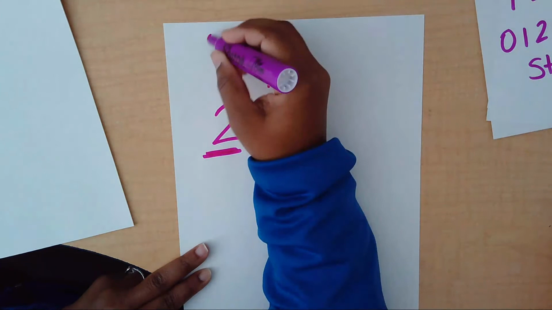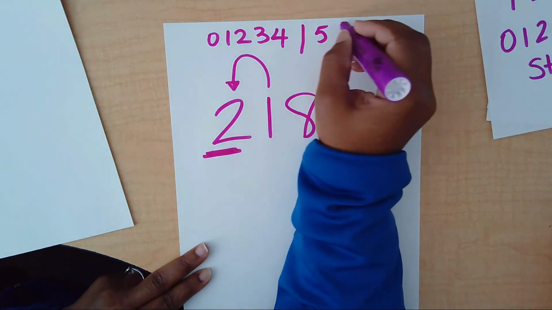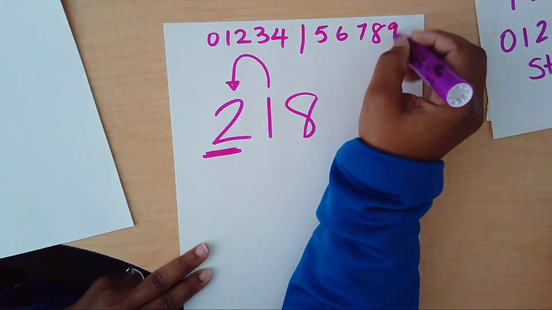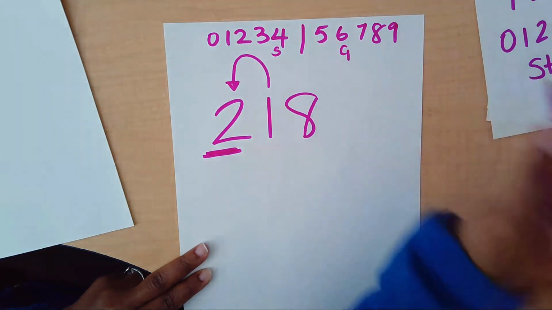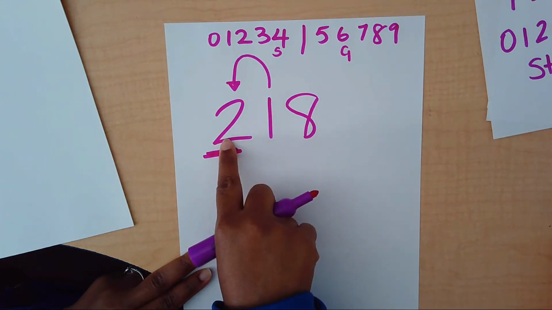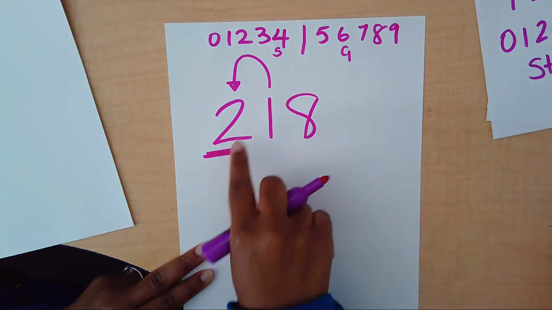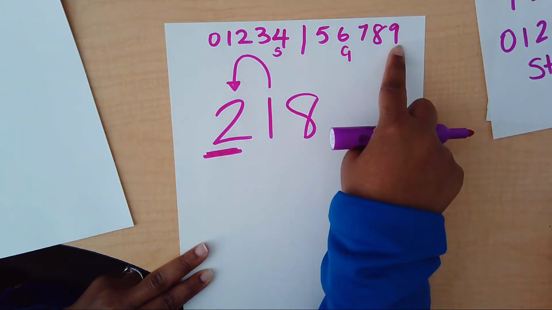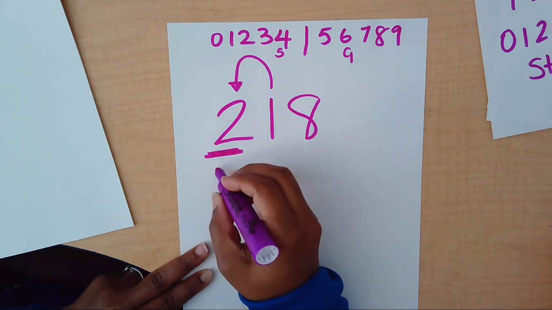This is why I use this all the time. It helps me. And sometimes I just put S for stay and G for go up one. So 1 is going to tell 2 what to do. When you look here, where is 1? Is 1 by stay or is 1 by go? Well, 1 is by stay. So 1 is telling 2 you need to stay.